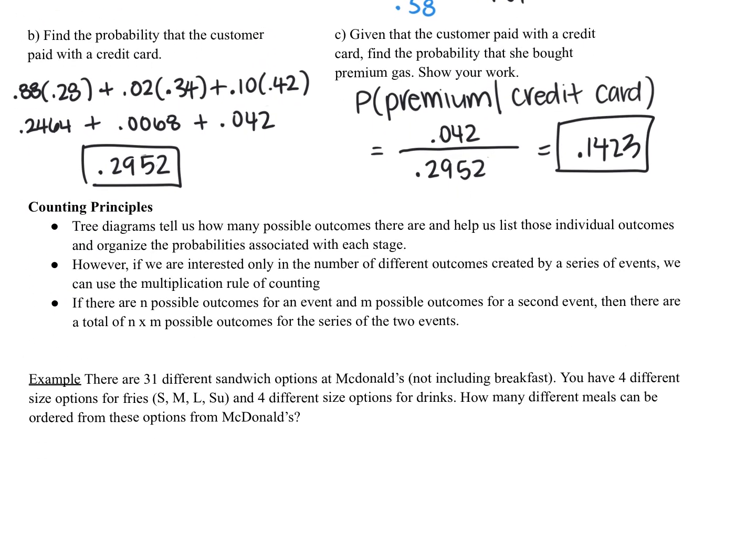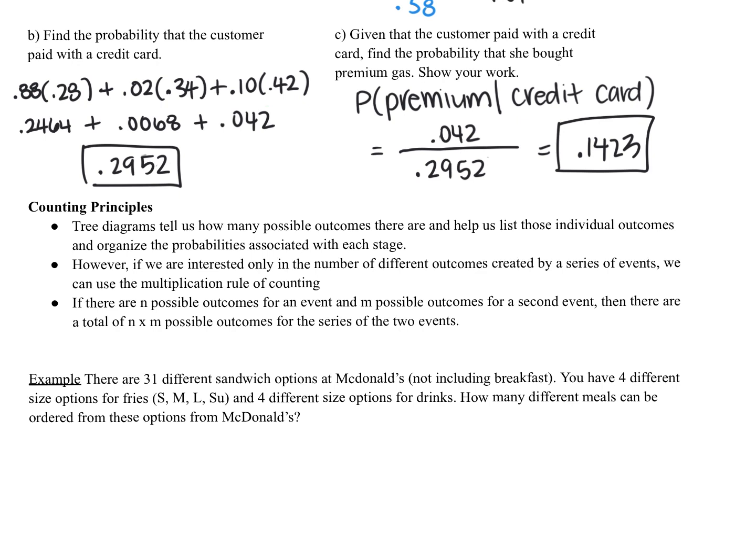So for the last half of the notes, we're going to talk about permutations and combinations. Before we dive into that, we have to talk about counting principles. Tree diagrams do tell us how many possible outcomes there are, and help us to list those individual outcomes and organize the probabilities associated with each stage. Like in the previous example, I had 9 potential outcomes: regular credit, regular not, mid-grade credit, mid-grade not. All of those combined gave me 9 total outcomes.